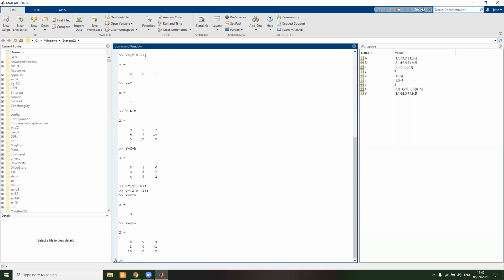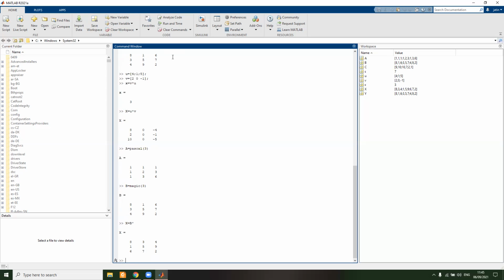Fine. So suppose we need some numbers. For example, we need A is equal to pascal(3). So A is equal to pascal(3). Fine. So the answer is this one. Similarly, we need B is equal to magic(3). So the answer should be like this one. If we write x is equal to b transpose, what is the answer? It should be like this one.